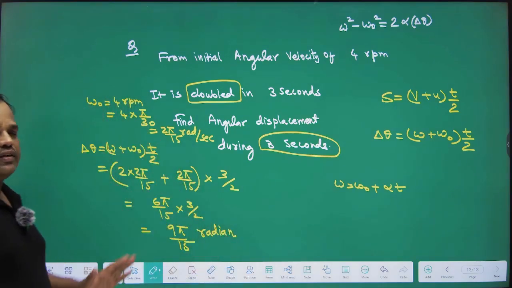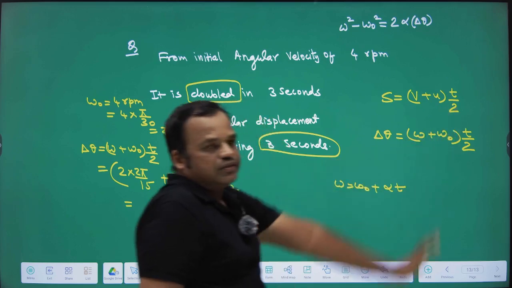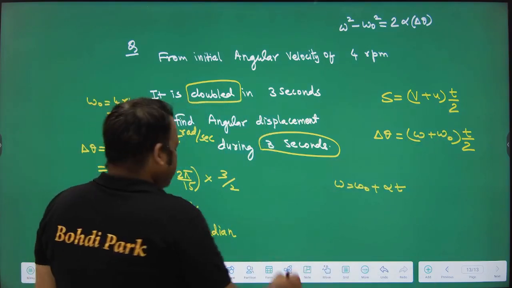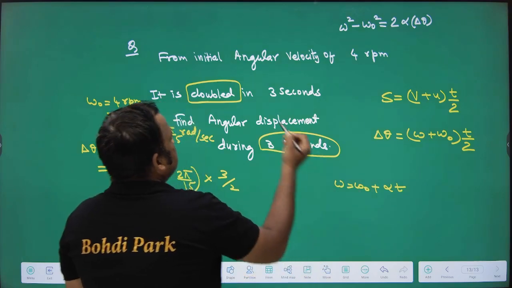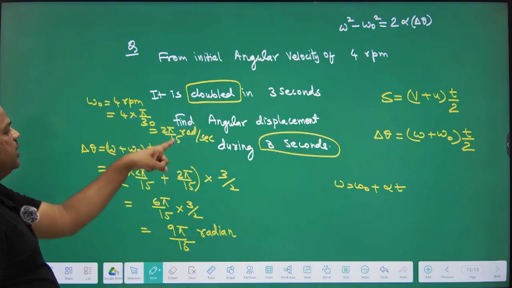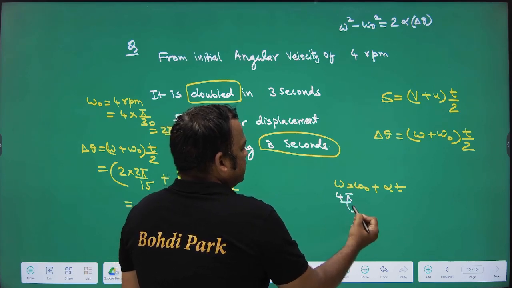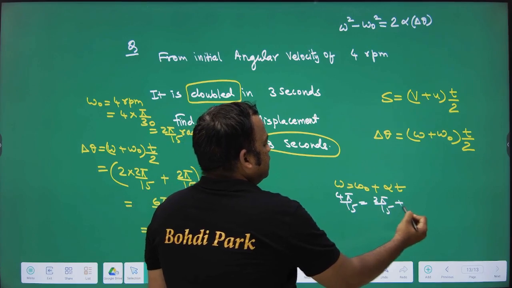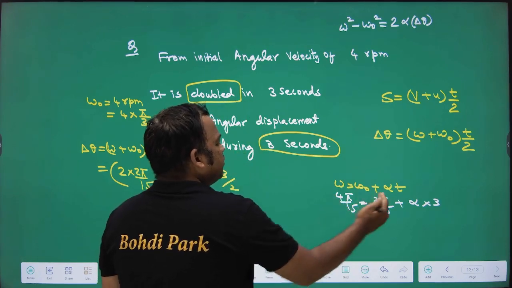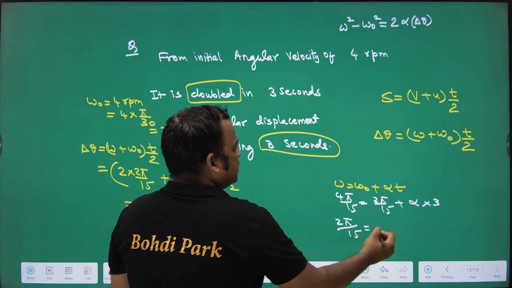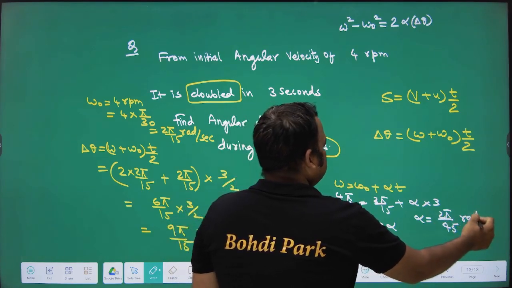This is one of the methods, in which we are using the direct formula: angular displacement is equal to omega plus omega naught into T by 2. Another method is to find alpha first using this equation. So omega is 2 times of omega naught, and omega naught is 2 pi by 15. So final angular velocity will be 4 pi by 15. Initial is 2 pi by 15 plus alpha into time, which is given as 3. So 4 minus 2, it will be 2 pi by 15 is equal to 3 alpha. So alpha is equal to 2 pi by 45 radian per second square.